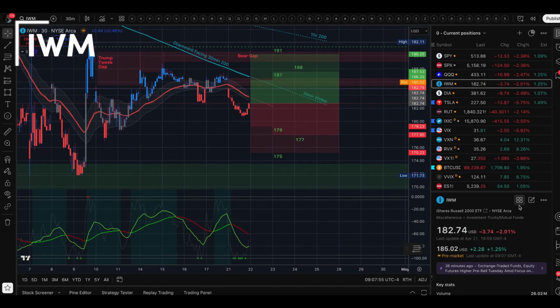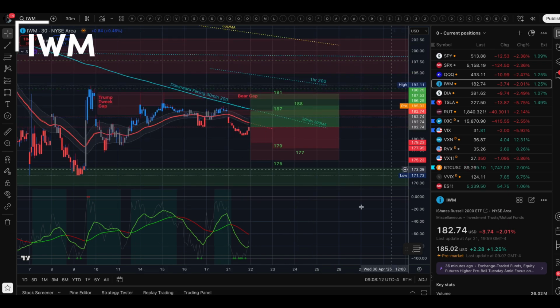IWM, the implied move over here today, 179 to 187. 30-day average, 175 to 191. 177 to 188 on tomorrow's contract. Look at that downward momentum. It is so clear in the trading range.